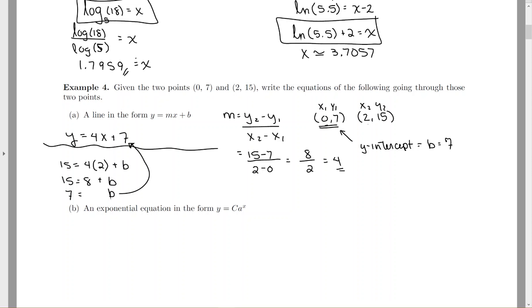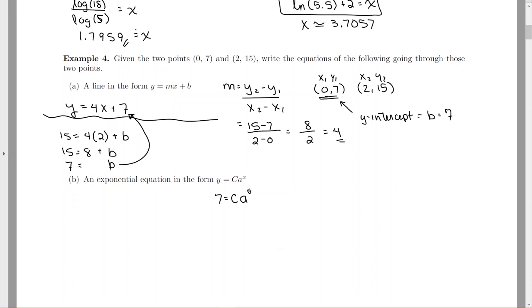Again, a couple different ways you can do this. If you know that that 0, 7 is your initial amount, that's your c value right away. If you don't recognize that, you can plug it in. 7 equals c a to the 0 power. A to the 0 is 1. C times 1 is just c. So c equals 7.